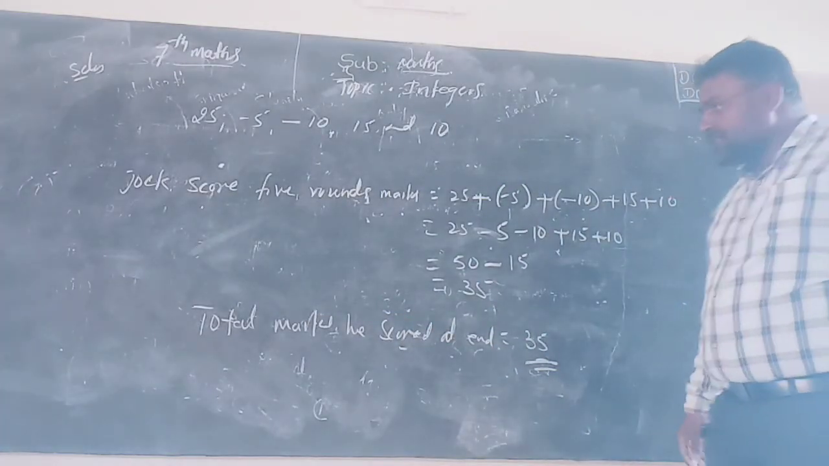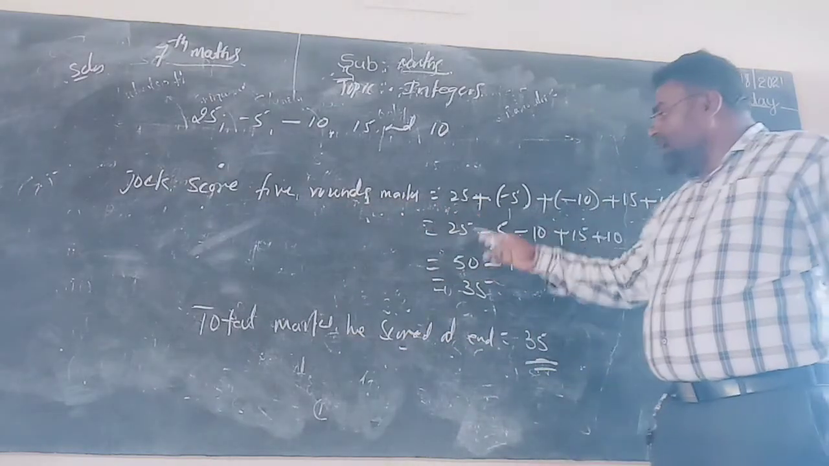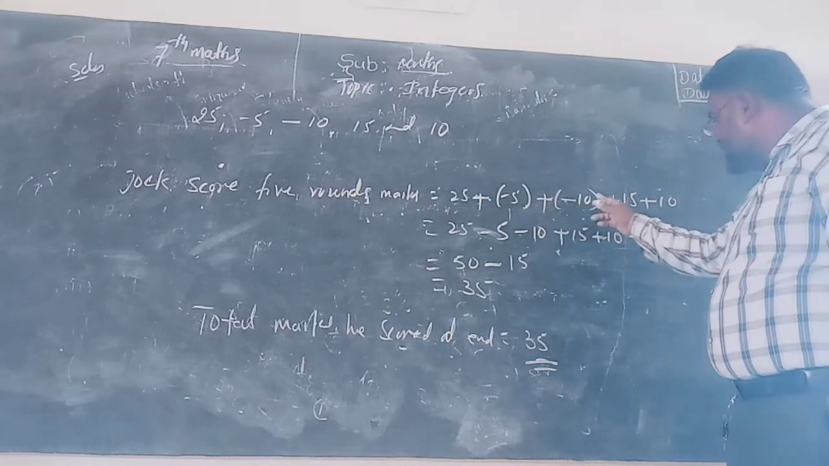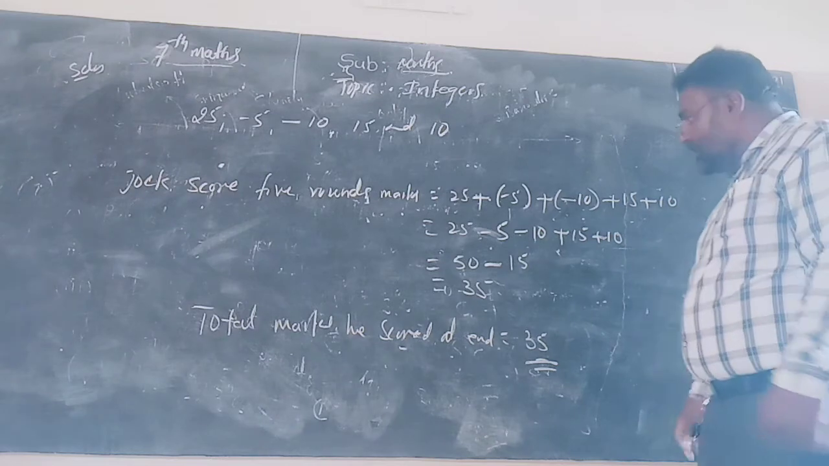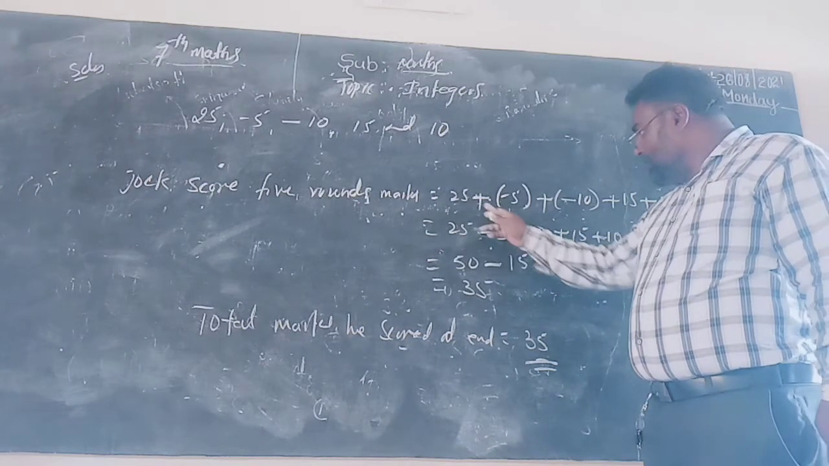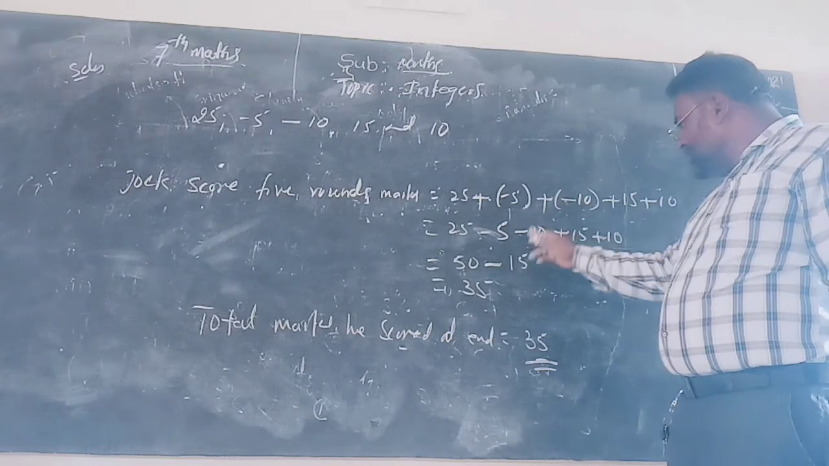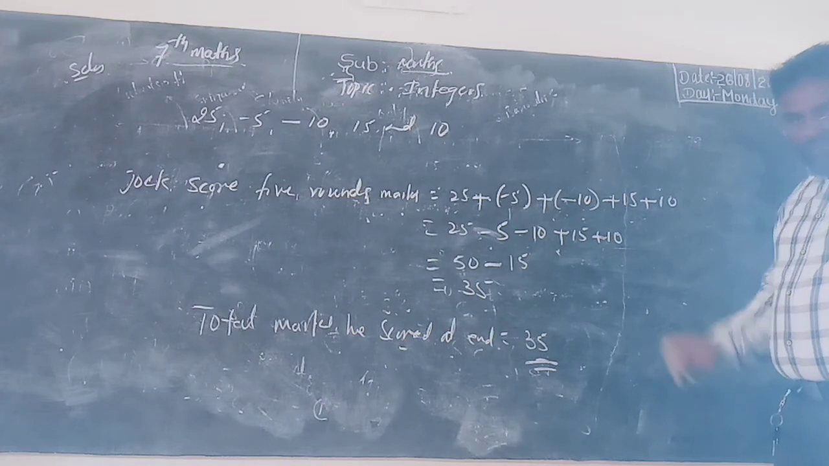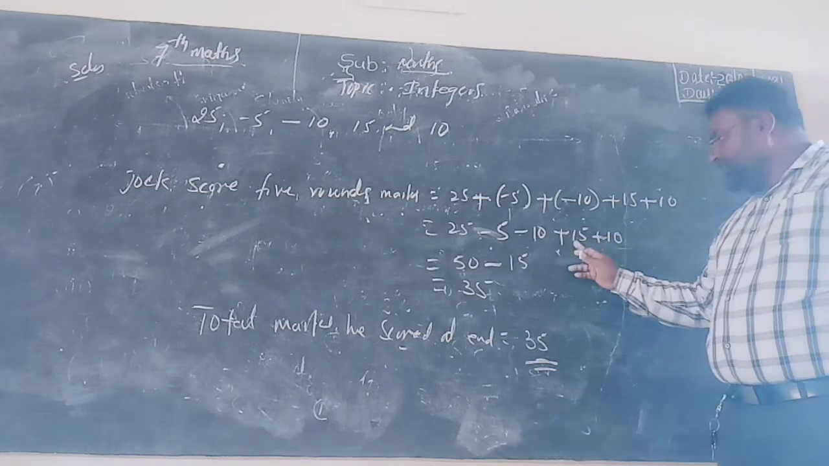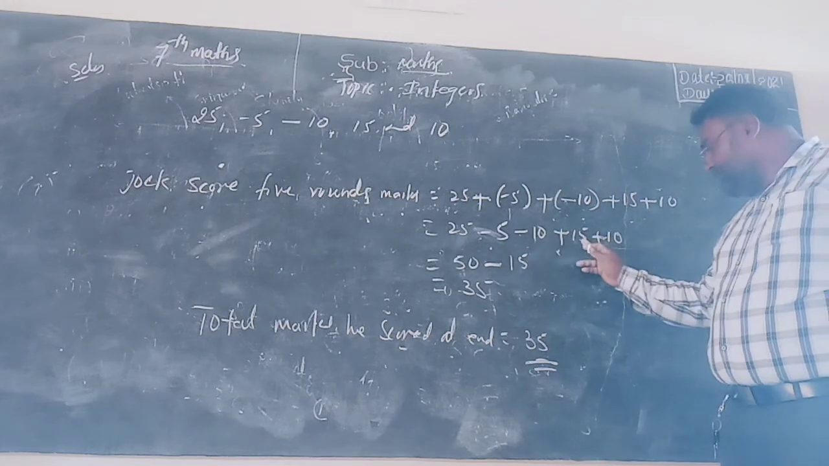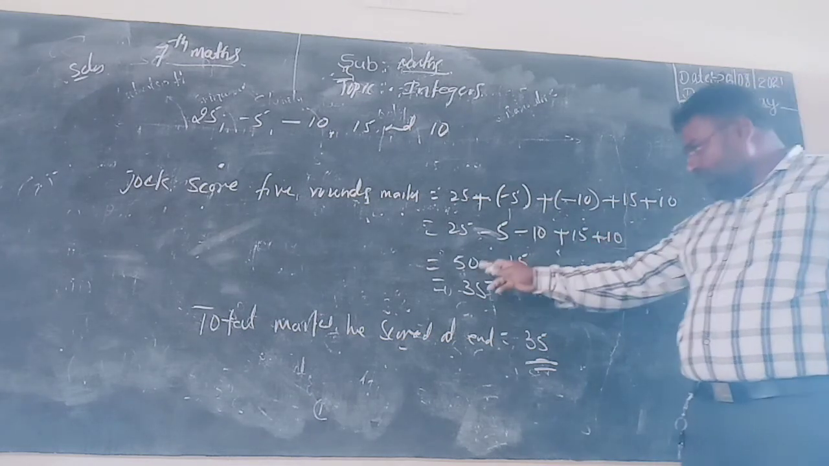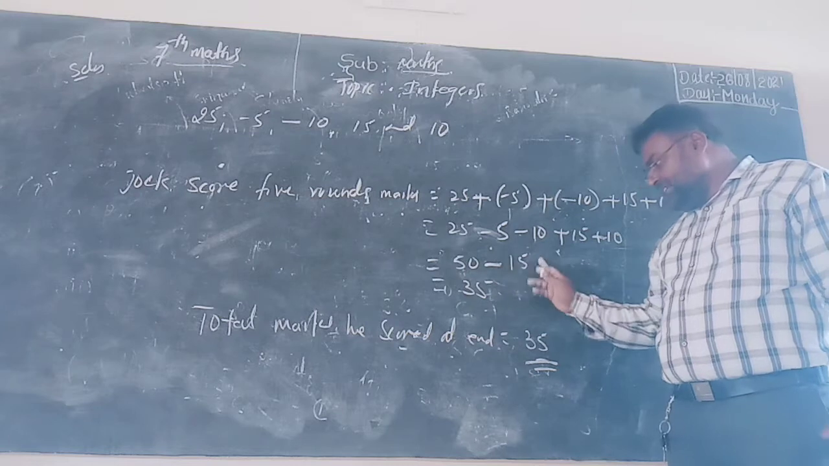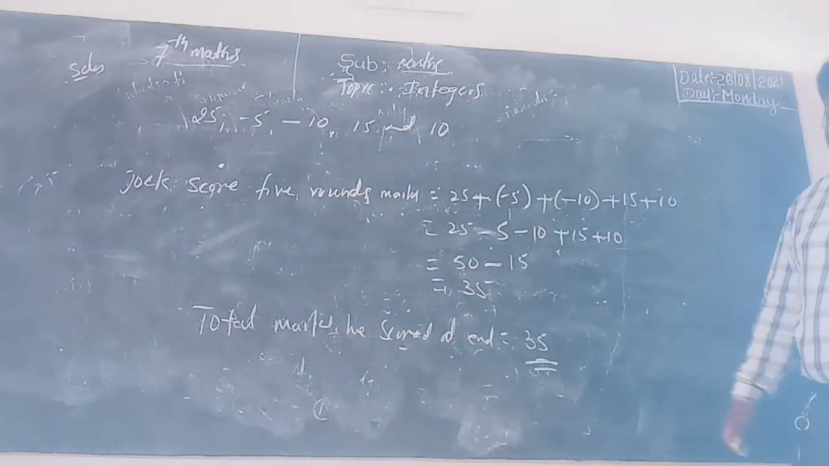Jack's score in 5 rounds is equal to 25 plus minus 5 plus minus 10 plus 15 plus 10. So this is 25 as it is, plus into minus is minus 5, plus into minus 10, plus 15 plus 10 as it is. Positive terms first: 25 plus 15 is equal to 40, plus 10 is equal to 50. Minus 5 minus 10 is equal to minus 15. 50 minus 15 is equal to 35.